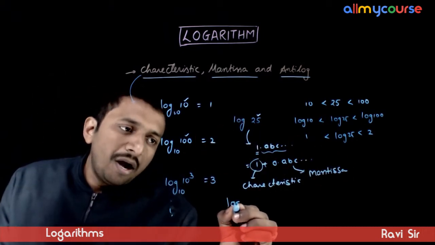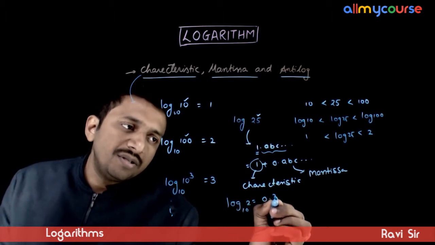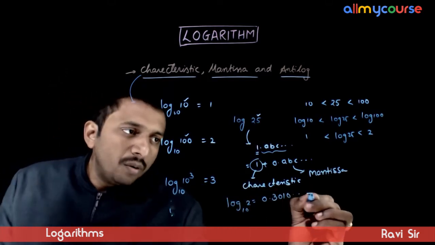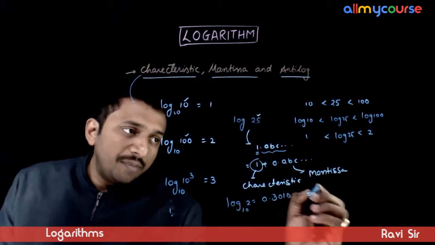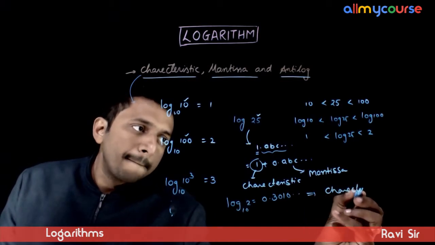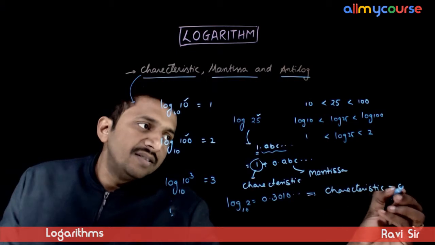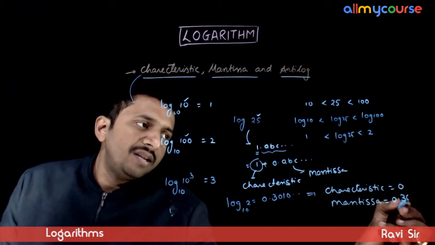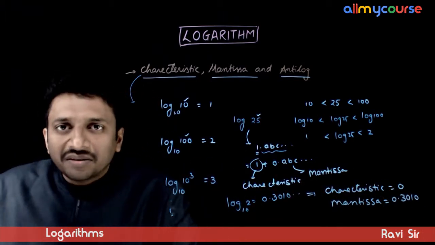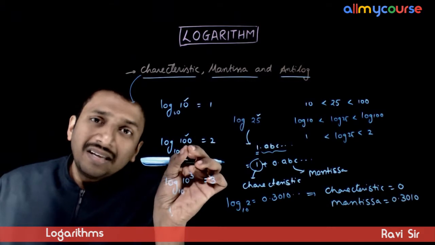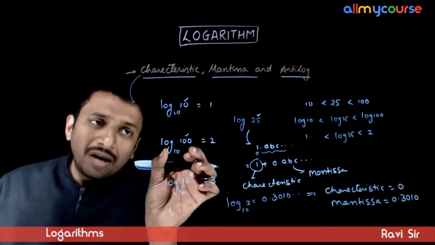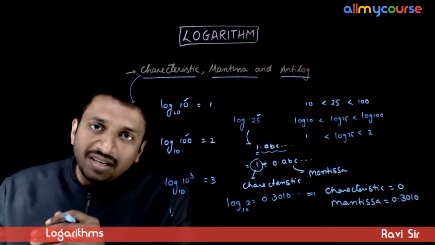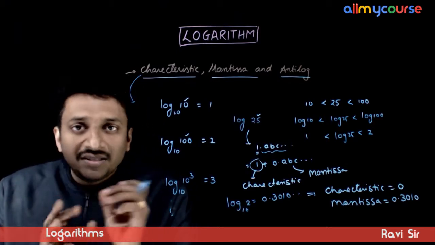For example, log 2 to the base 10 is equal to 0.3010, and so on. These are the first 4 digits. So the characteristic of log 2 to the base 10 is 0 and the Mantissa is 0.3010. It's as simple as that. Whenever you calculate the characteristic of some log, you just need to find the logarithm. Whatever is the number before the decimal point, that is the characteristic. Whatever is the number after the decimal point, it is the Mantissa.